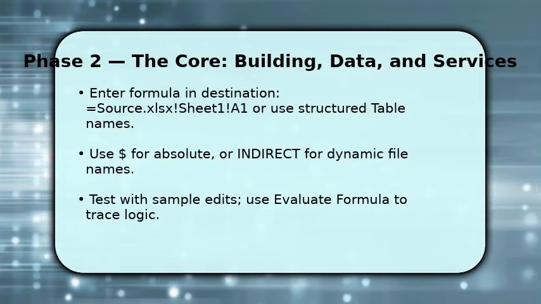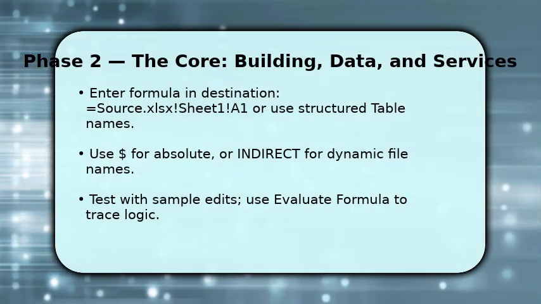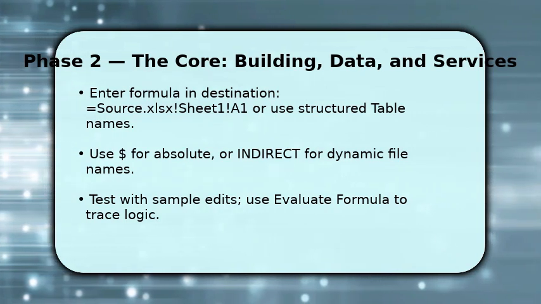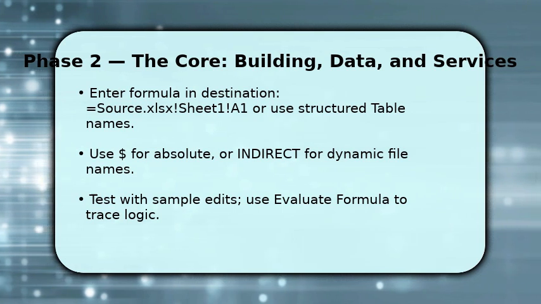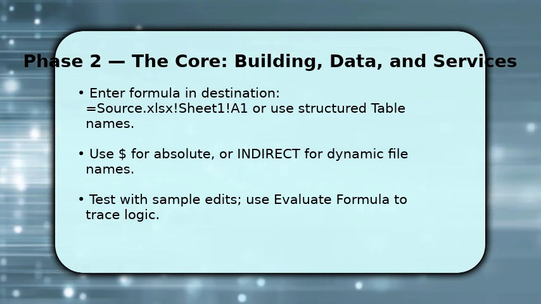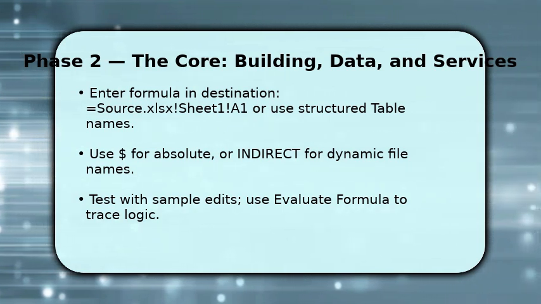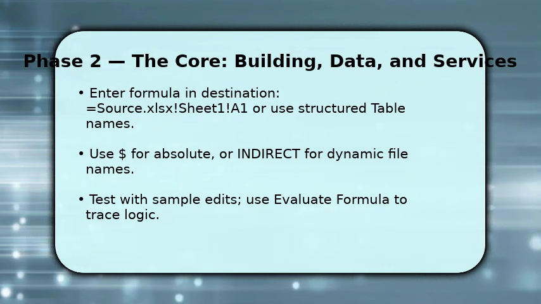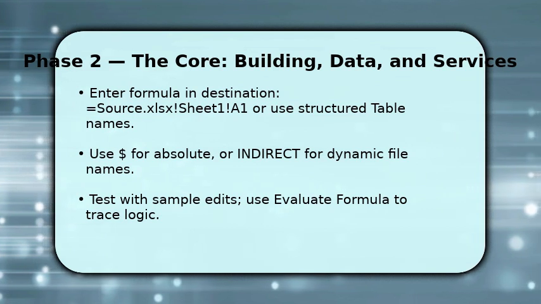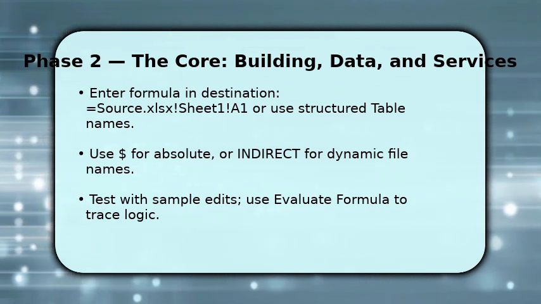Next, build the actual link formula in the destination workbook. Type equals, then click the source workbook cell, which creates an external reference. If you use tables, reference the table column for clarity. Once done, lock parts with $ if needed, or use INDIRECT when you must change file names dynamically, but note INDIRECT doesn't work with closed workbooks.